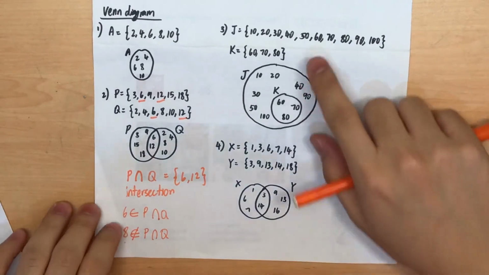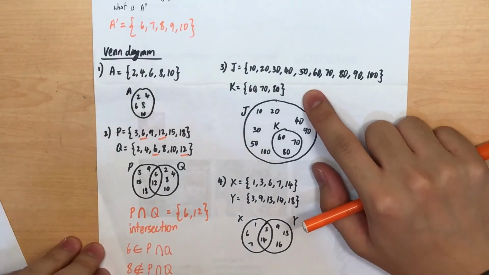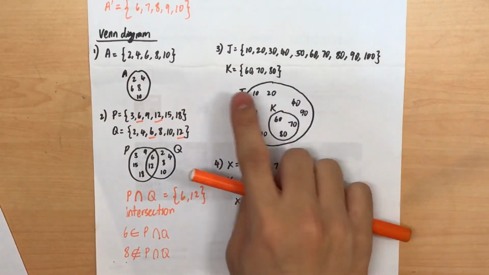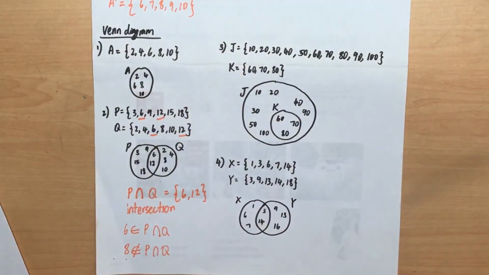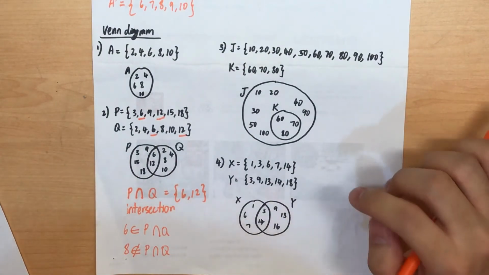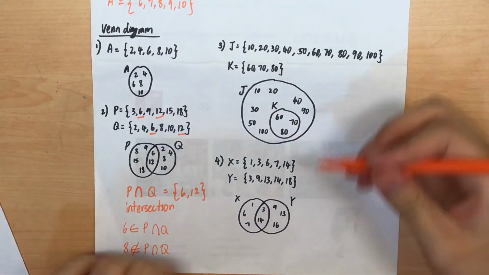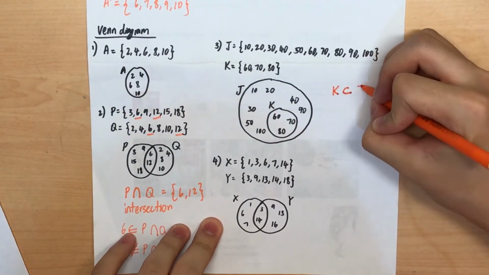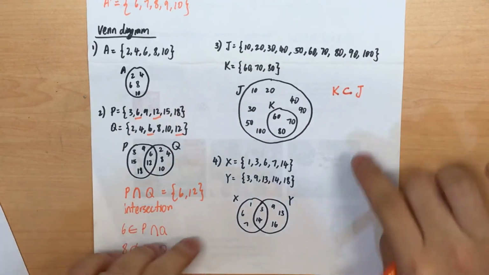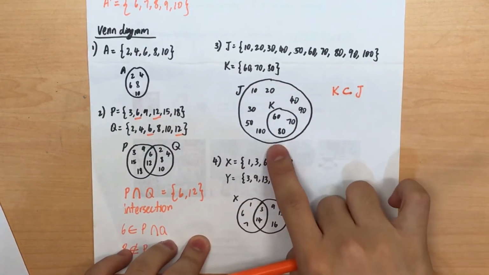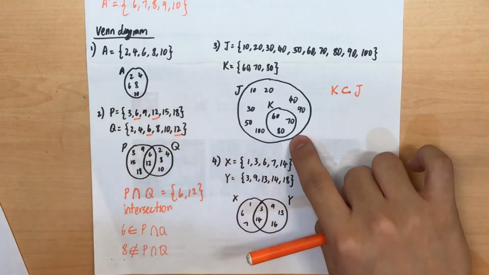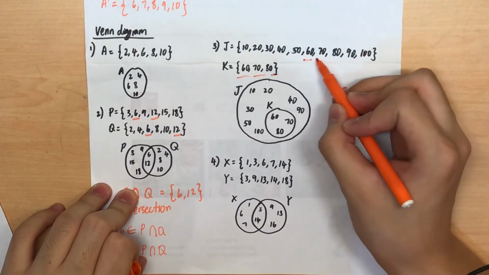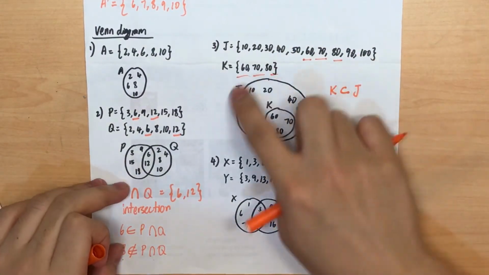Okay, look at this one. Set J consists of 10 to 100. K consists of 60, 70, and 80. So in this case, we can say that K is a proper subset of J, right? Pictorially, we can draw it this way in a Venn diagram, because 60, 70, and 80 are also in set J. So we can draw it like this.